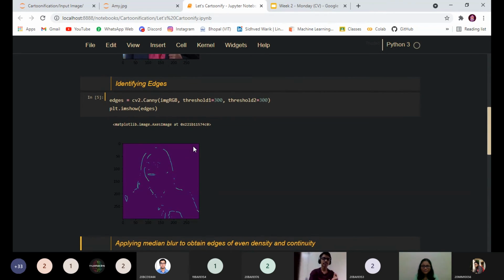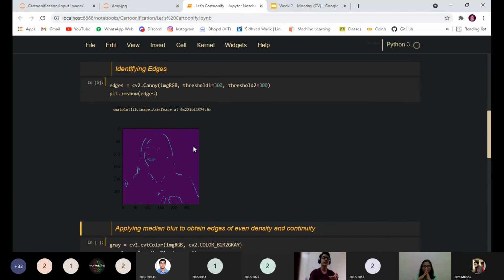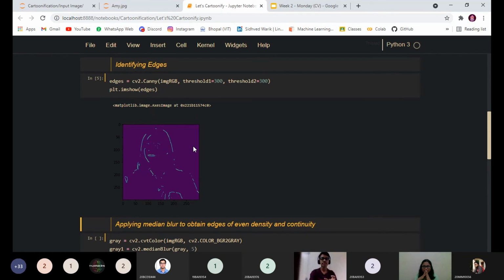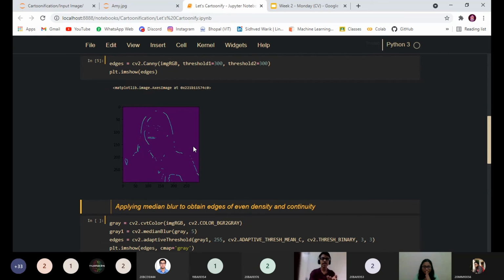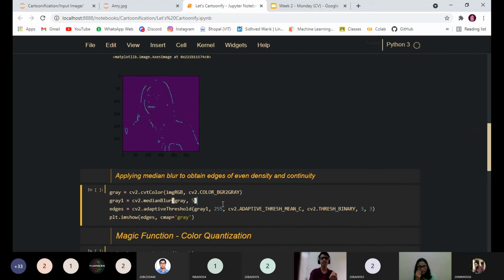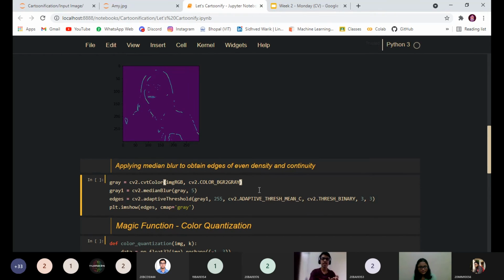But as we have seen, Canny edge detection is a very cool method for getting your edges, but it gives somewhat discontinuous output, and we would like something that is a bit more continuous, a bit more prominent and bold over the edges. So what we will do is get a gray image of the original image, using color BGR to gray.